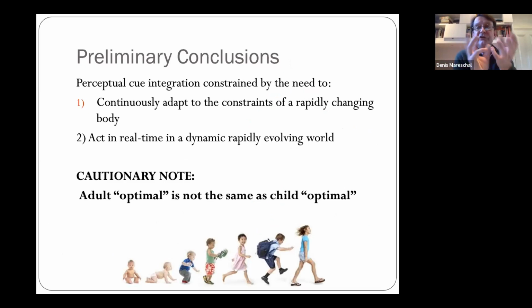And they're not fusing sensory information together because their bodies are still changing. So perceptual cue integration is constrained by the need to continuously adapt to the constraints of a rapidly changing body, and of course, to act in real time on a dynamic, rapidly evolving world. 2 constraints. And the cautionary note I want you, in the context of this workshop, to come away with is that what might be adult optimal is not necessarily the same as child optimal. So optimal information seeking as judged by an adult may not be optimal information seeking as judged by a child.